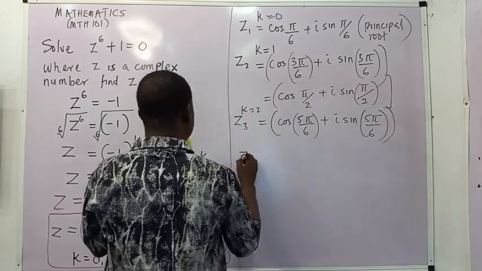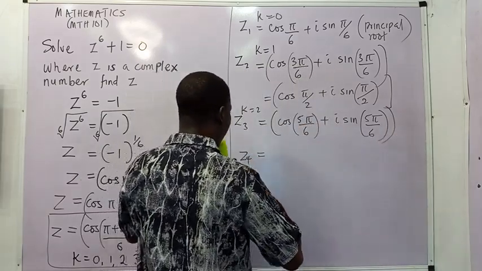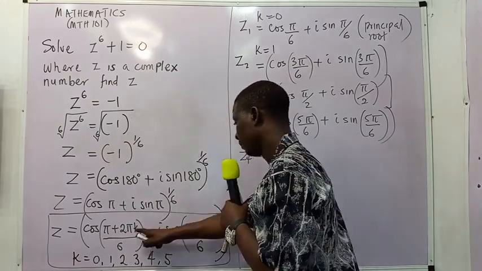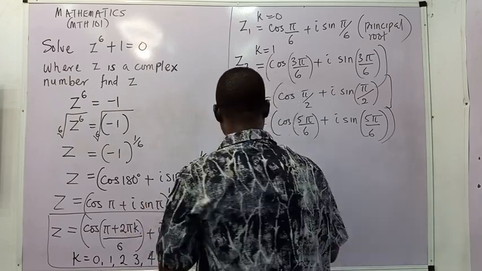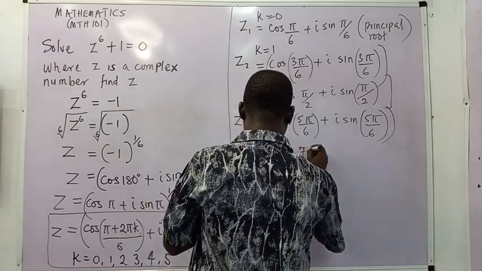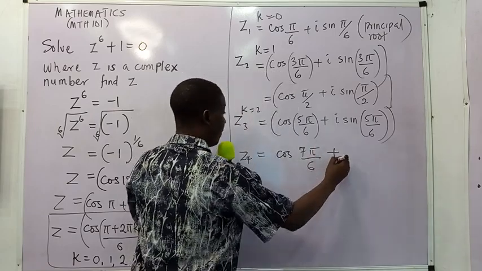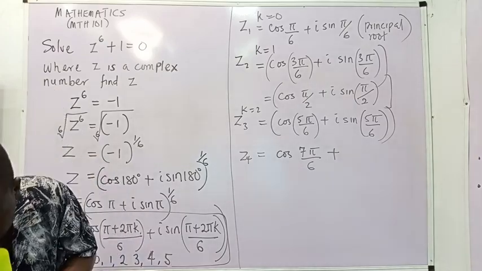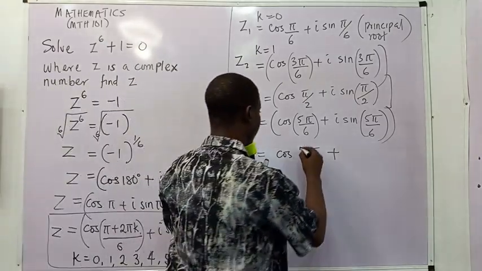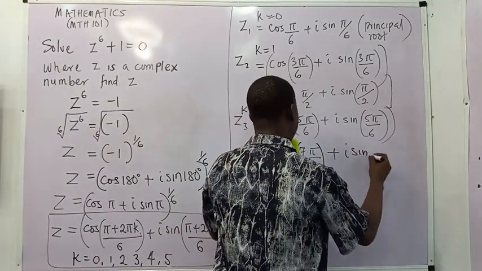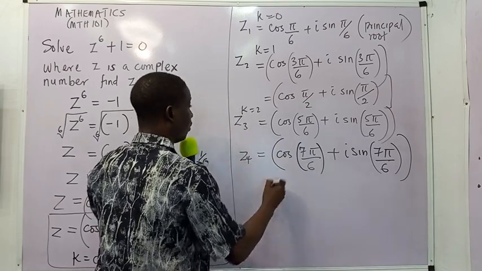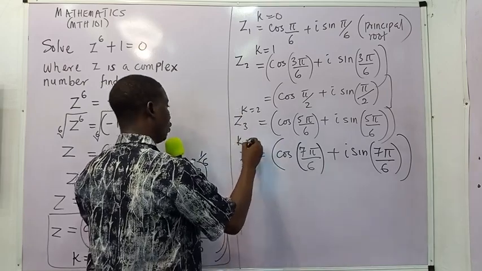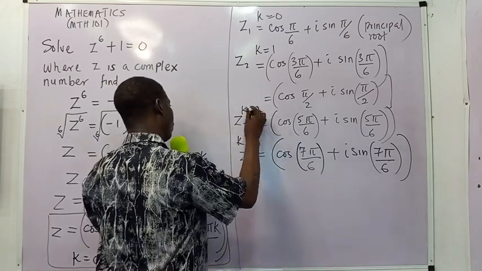When you do that for Z4, when k is equal to 3, 3 times 2 pi is 6 pi plus 1 or 7 pi. So we have cos 7 pi over 6 plus I sine 7 pi over 6. So you get that one also for k equal to 3.